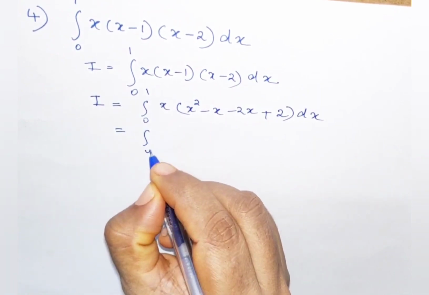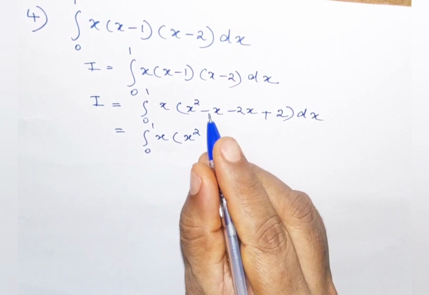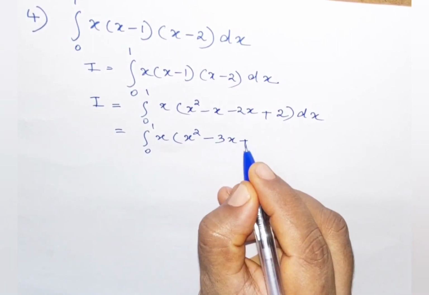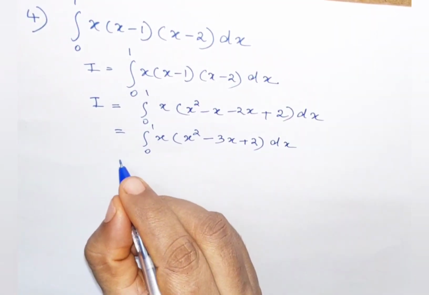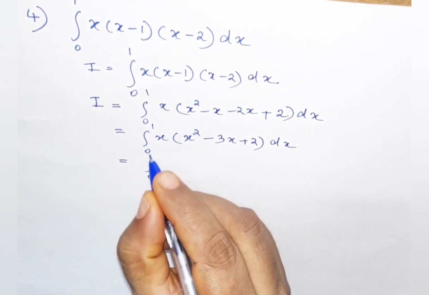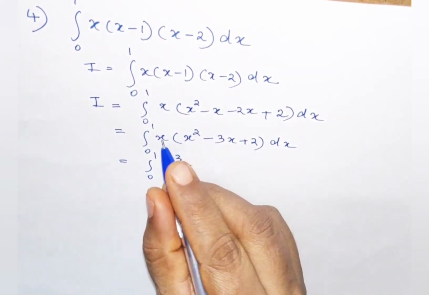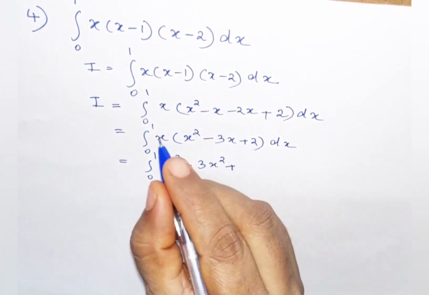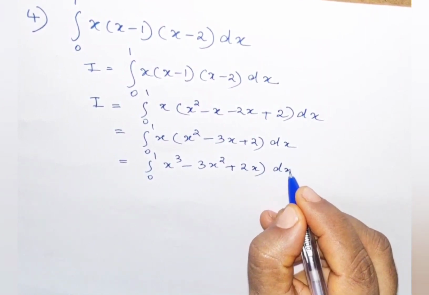So this will be equal to integral 0 to 1. We are multiplying x with the term we got. Let us first write x^2 minus 3x, because minus x minus 2x is minus 3x, plus 2. Now we are multiplying with x. So x into x^2 is x^3, minus 3x into x is 3x^2, plus 2 into x is 2x, dx.